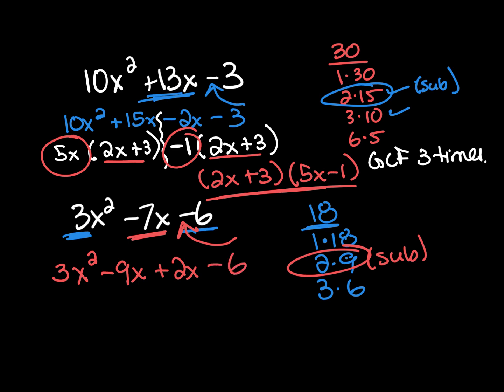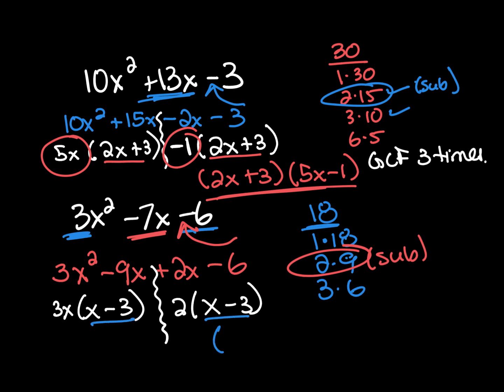Once you have those 4 terms written out, just go ahead and split them down the middle and start taking out that GCF 3 times. So we have 3x here, which leaves me with x minus 3. And here we have 2, which also leaves me with x minus 3. So now my final answer is the part that matches and the part that's left over.